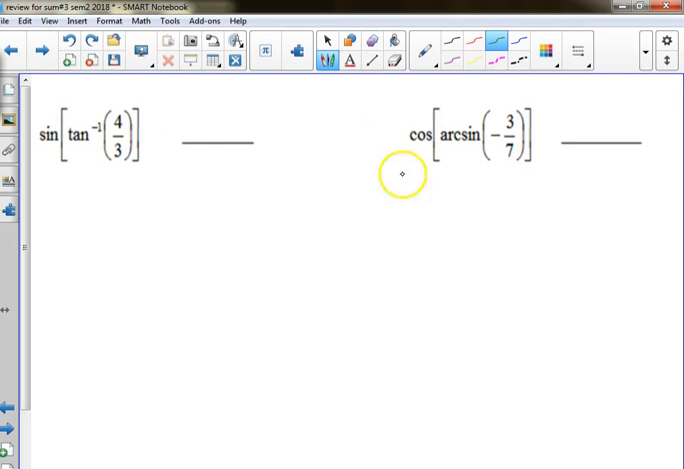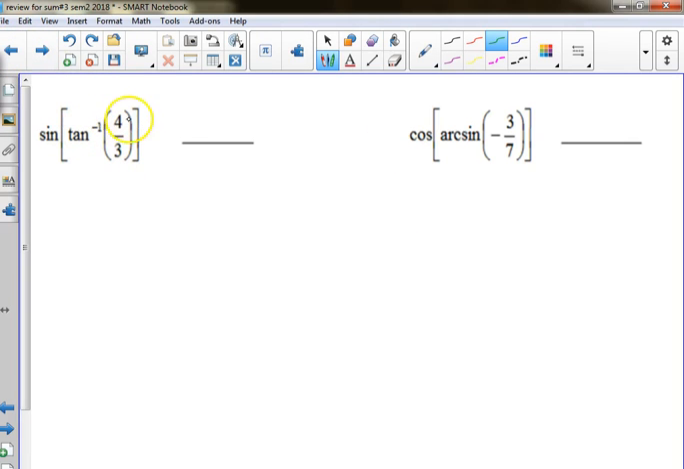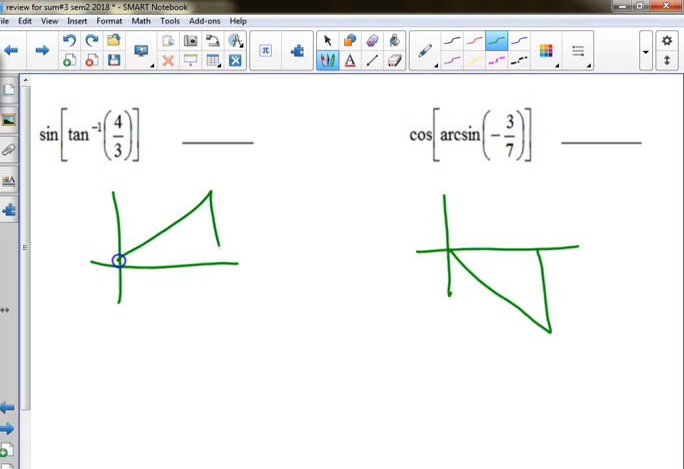All right, what's different about these two? You have to make a drawing. These are not always quadrant 1 angles. I promised you this one with the x's you can do in quadrant 1, but this one you've got to determine. Inverse tangent is positive. That tells me I'm in quadrant 1. This one says arc sine or inverse sine, which is negative where? Quadrant 4. Okay.